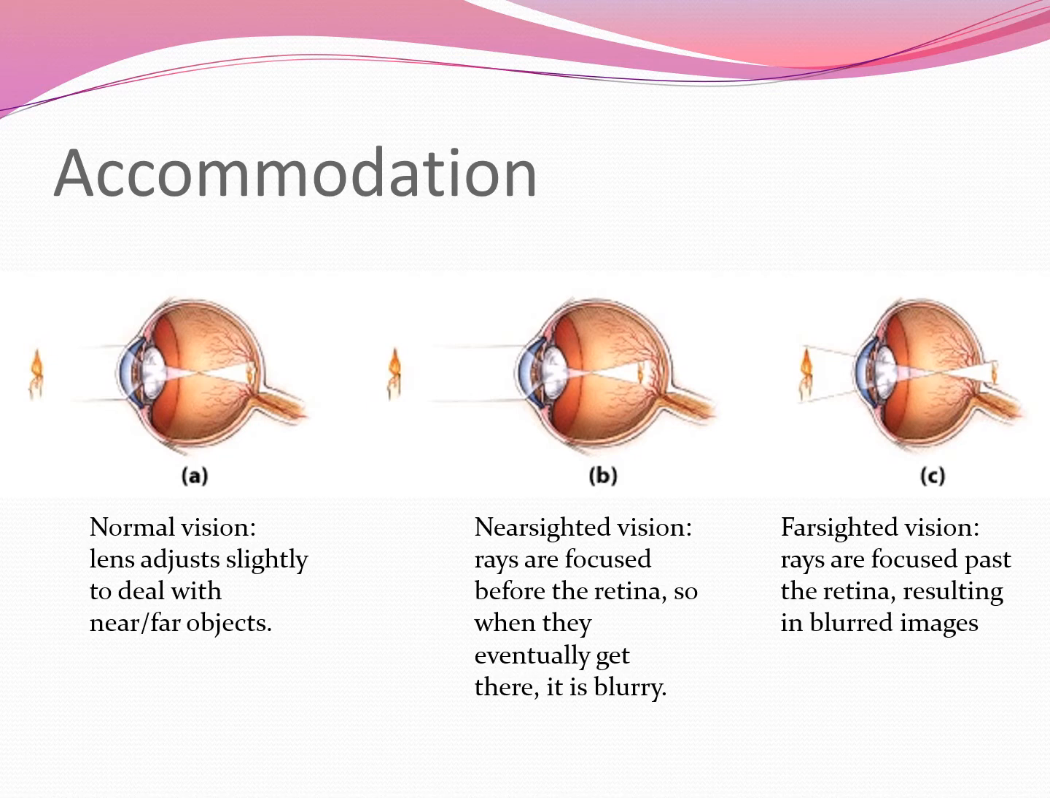Farsighted, it's the opposite. Rays focus past the retina, resulting in blurred vision. So you see how it focuses too far away. So whether you're nearsighted or farsighted, it's because the lens doesn't focus directly on the retina. Either it's too soon, right before the retina, that's people who are nearsighted, and farsighted, it focuses past the retina.